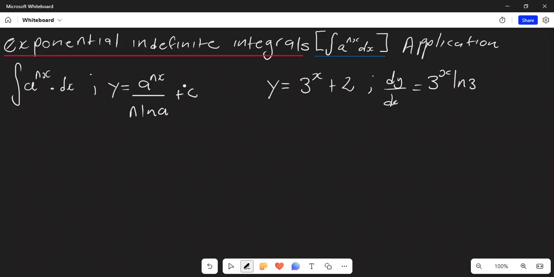Do not forget, c stands for the constant, and c also indicates that we are doing indefinite integrals. So do not forget that one, guys. This is the formula that you're going to use whenever you have an exponential function to integrate. So let's do this one.